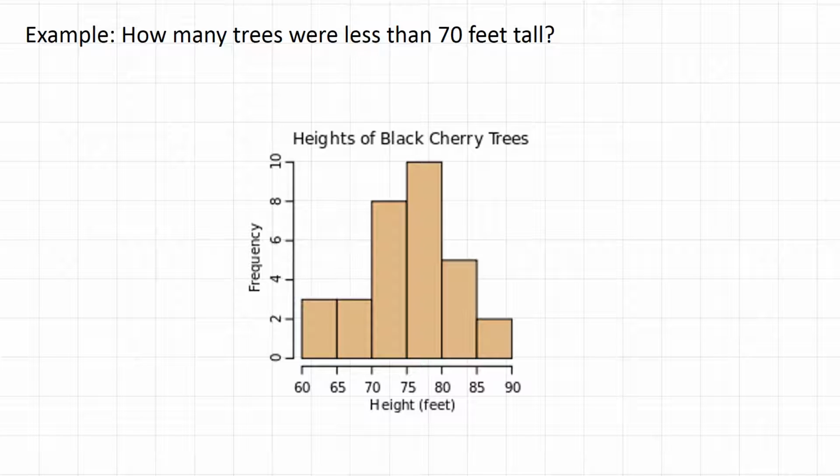How many trees were less than 70 feet tall? Well, in this case, again, we find 70 feet on the x-axis, and they're asking how many trees are less than. So that's all the trees that are to the left of 70 feet. Well, there's 3 that are between 60 and 65, and 3 more that are between 65 and right up to 70. So that's a total of 6 trees that are less than 70 feet tall.